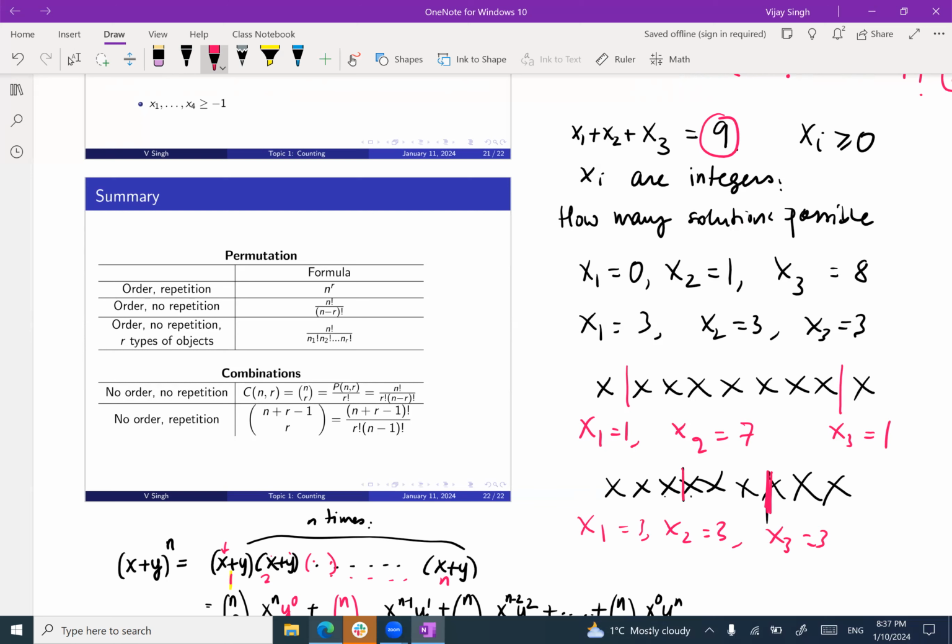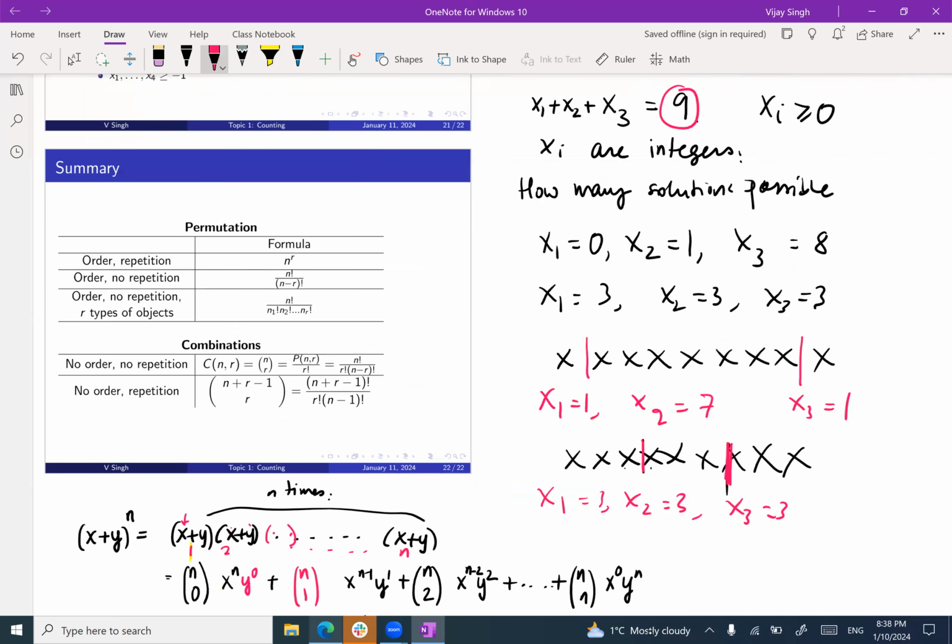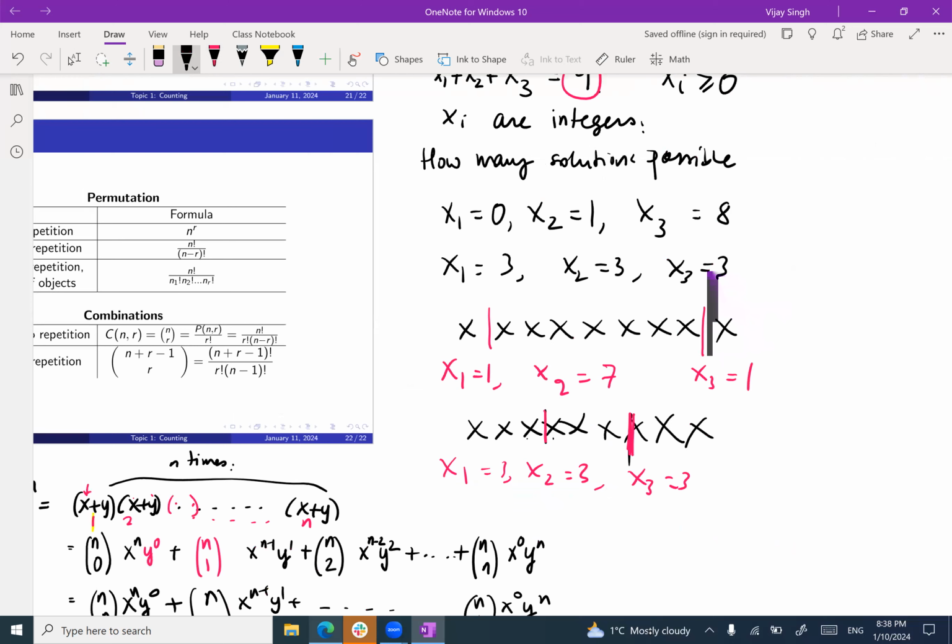So how many solutions are possible? They are the same as how many ways we can arrange these crosses and bars. Do you agree? So how many ways can we arrange it? There are how many objects here? 9 plus 2, so 11 objects, right? So you're doing a permutation of 11, so 11 factorial. Out of that, how many stars are repeating? 1, 2, 3, 4, 5, 6, 7, 8, 9. So divide by 9 factorial, because in a permutation, if something repeats, you divide by that many. And how many bars are repeating? 2.